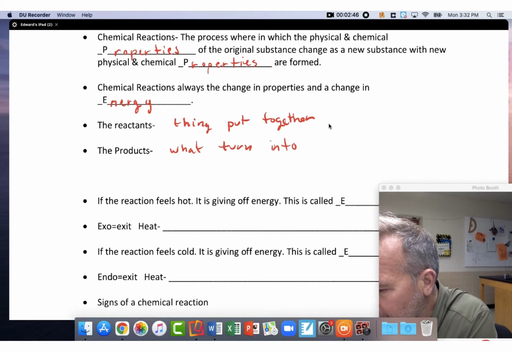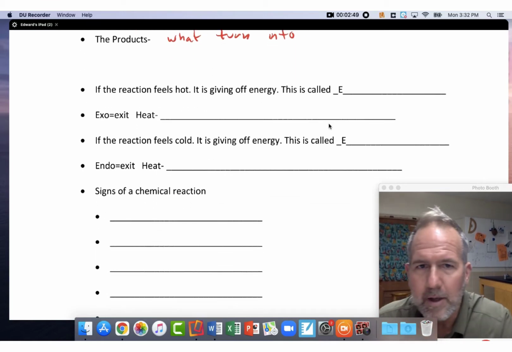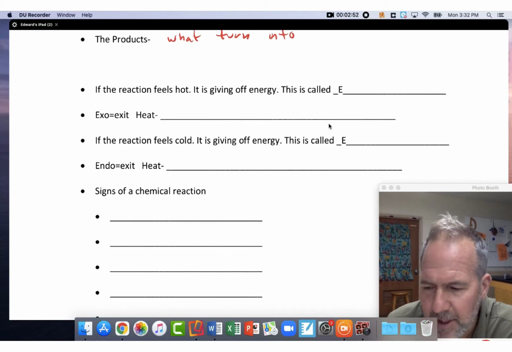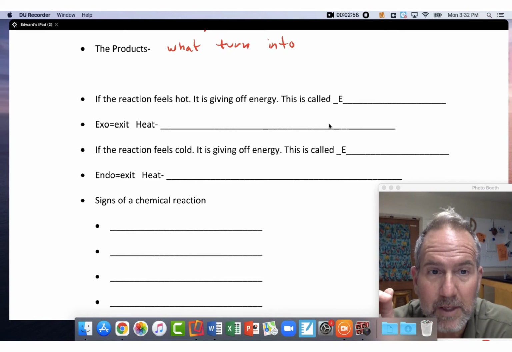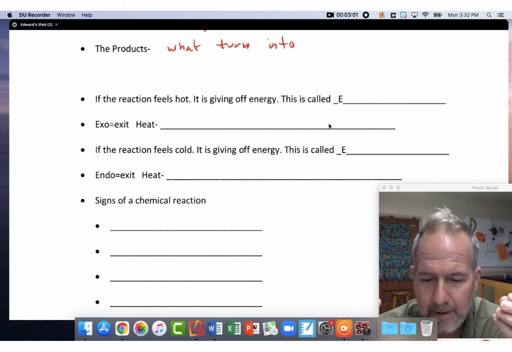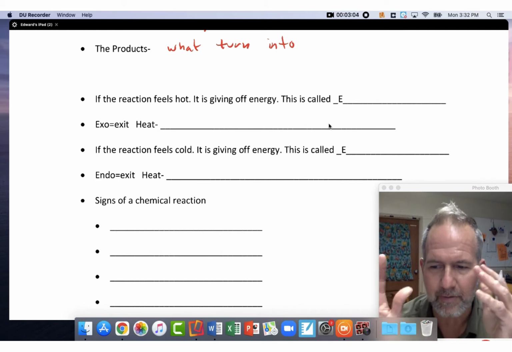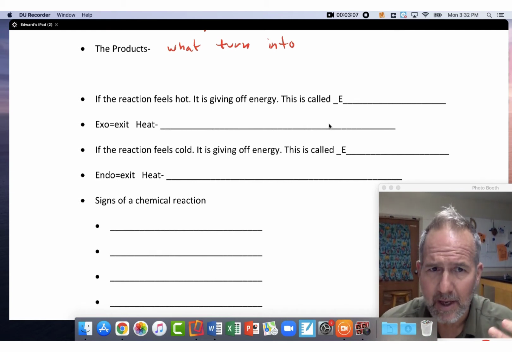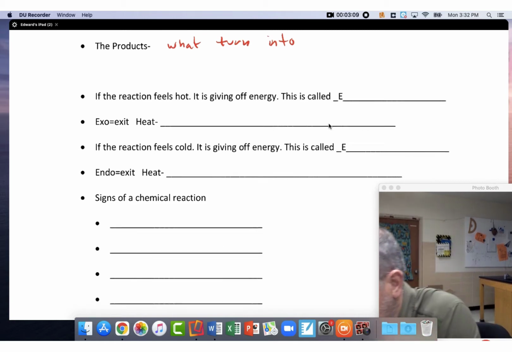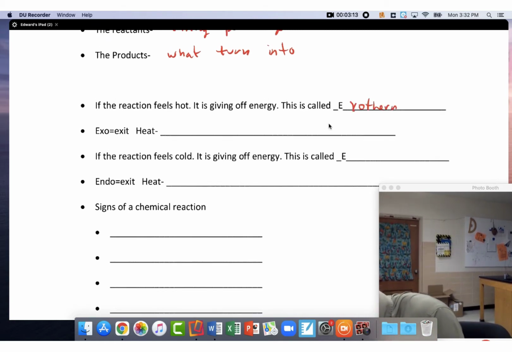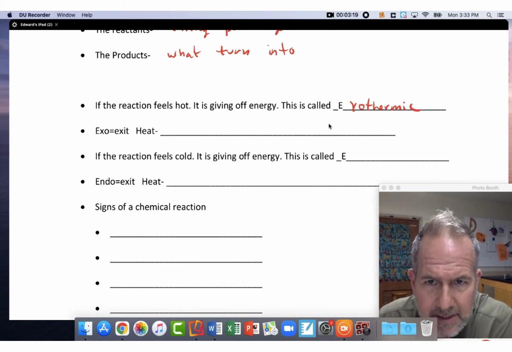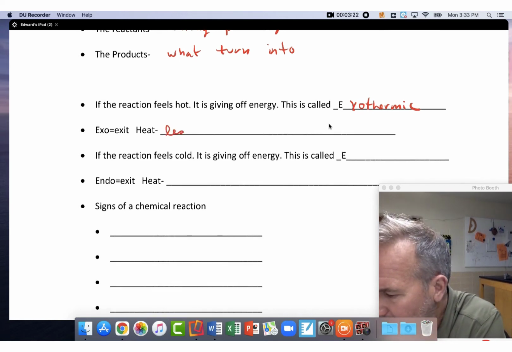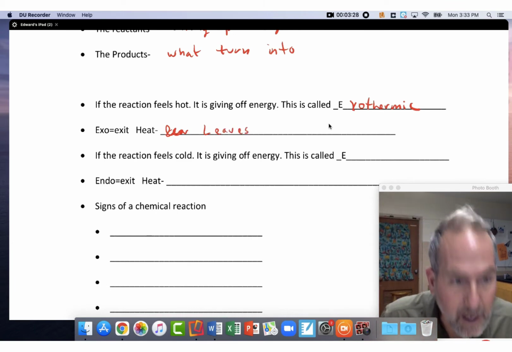Okay, moving right along. Now, when we talked about energy, there's different types of energy. You can either absorb energy or you can give off energy. And so we have special names for these. The first one, if it feels hot, that means energy's been given off. So if it feels hot, heat is leaving that thing. We call this exothermic. And exo means exit, to exit. So heat leaves. So if heat leaves the object, exothermic.